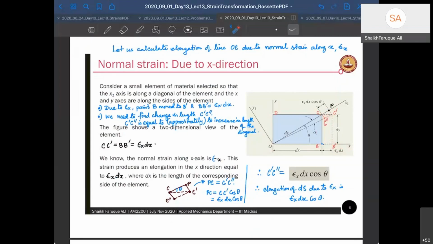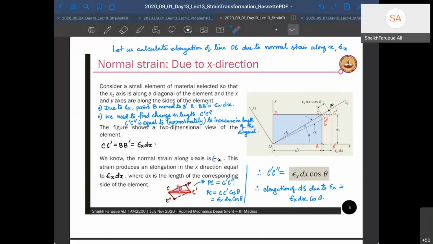And what I know is the angle, right? This angle is known. This angle is theta. If that angle is known, that length is known, right? CP is known, and this angle is theta. So CP is given by C dash C double dash. So I need to know this. If I know CP, I can know this. So CP is going to be this into cos theta.